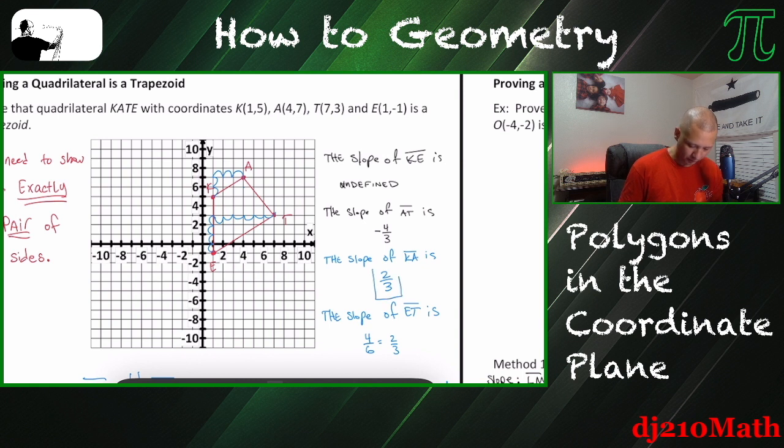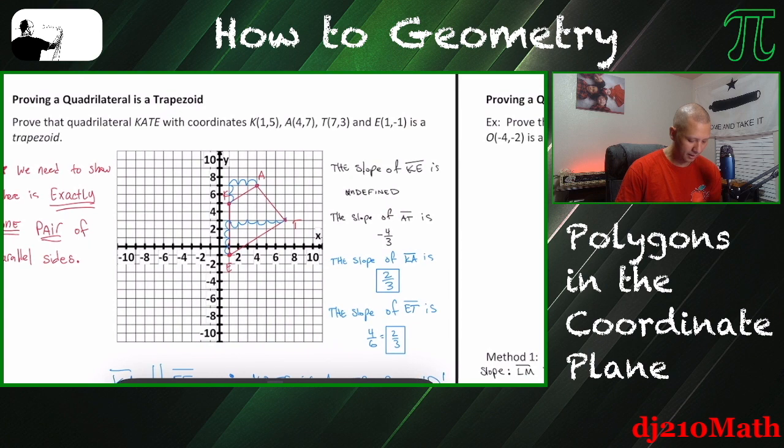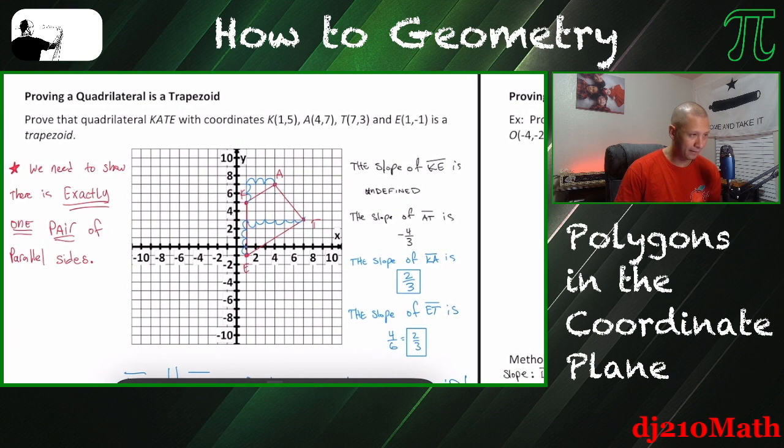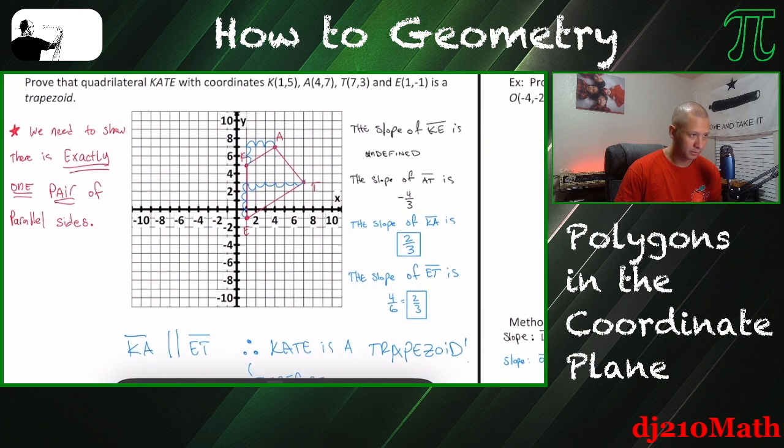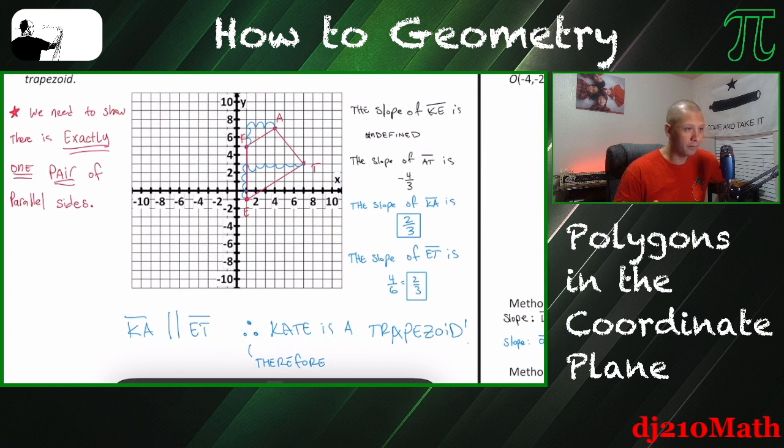So notice, comparing all the slopes, there's exactly 2 that are congruent. So this shows that one pair is parallel. So KA is parallel to ET. So therefore, KT is a trapezoid. Right, here's my evidence and then my concluding statement.